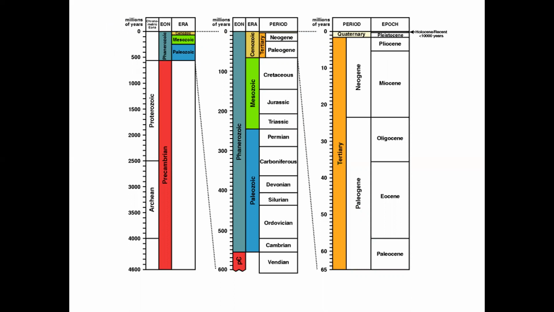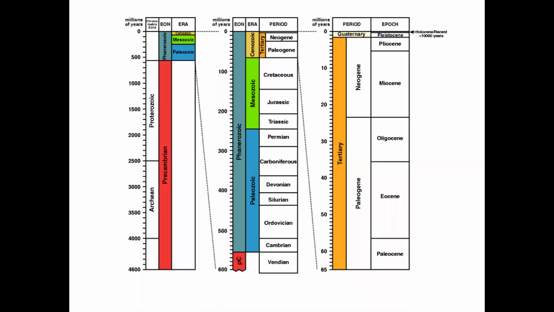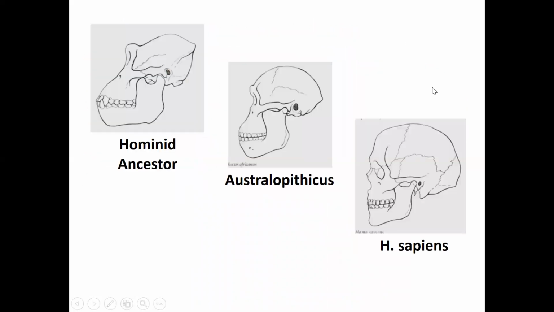So these modern humans, as you see, 150,000 years ago, you can't even plot that on this time scale. And so Homo sapiens, the wise ape, you can see the culmination of all these changes. Instead of a backwards facing, we have a forward facing, upward forehead.